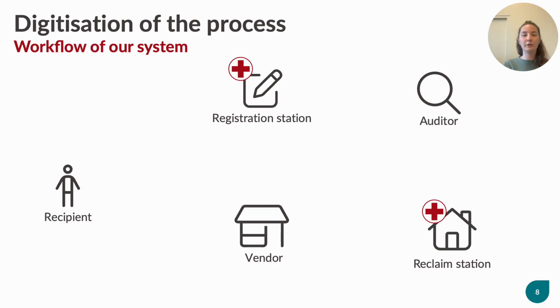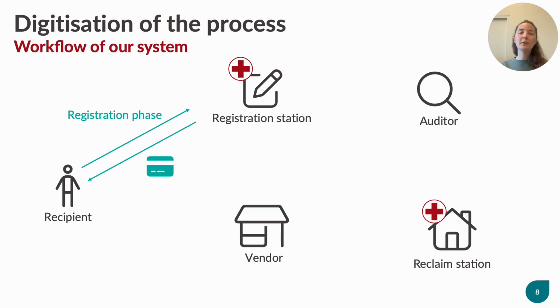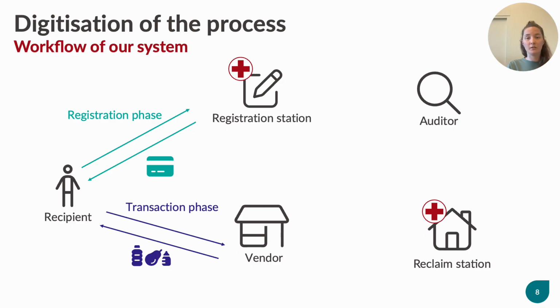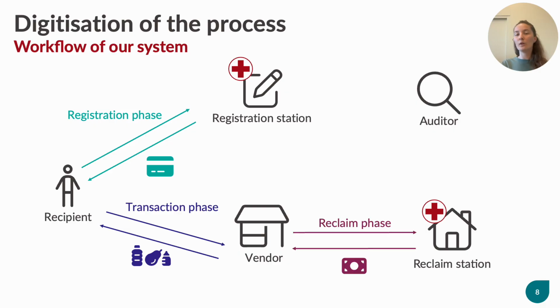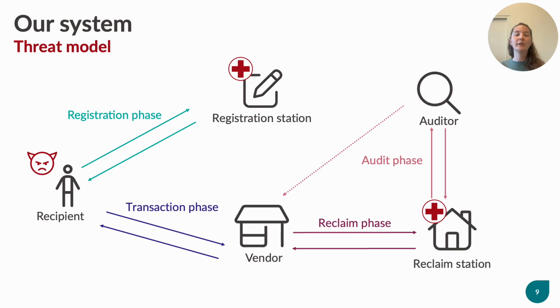We try to stick as much as possible to the current workflow of the RCRC. We defined 5 different parties who interact this way. The recipient goes to the registration station. A certain amount is allocated to the household, and they are provided with a smart card, which acts as a token. The recipient goes to a vendor and buys what they need using the smart card. After a certain amount of time, like once a month for example, the vendor can show to the reclaim station all the transactions they've made and be provided with real cash. Finally, the auditor can verify the transactions made by the reclaim station, thus verifying the transactions made by the vendor at the same time.